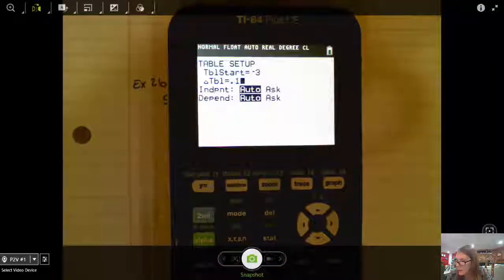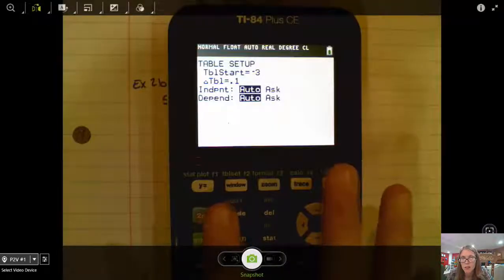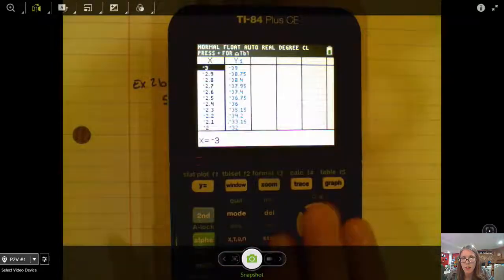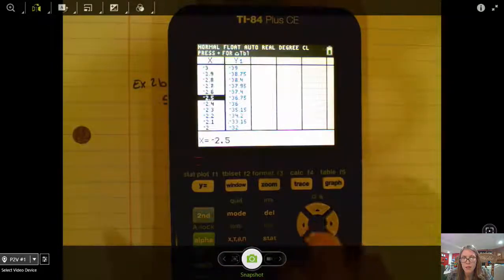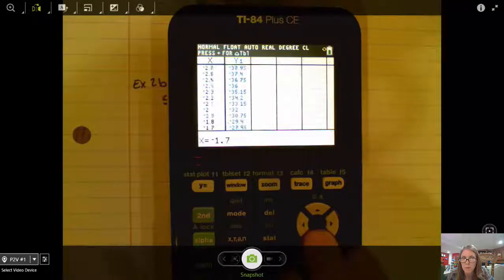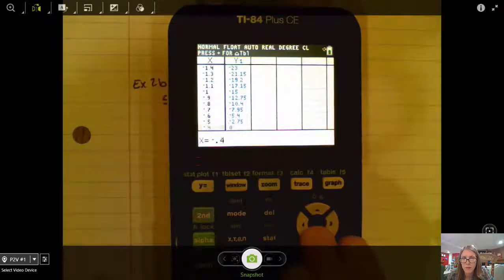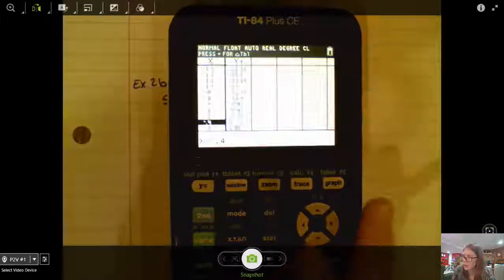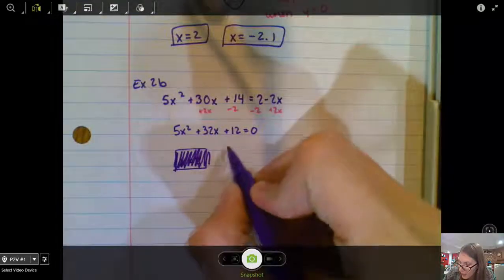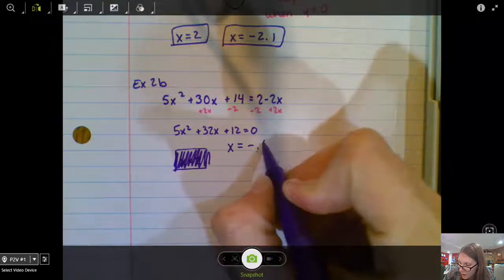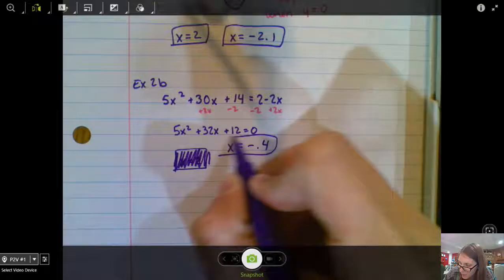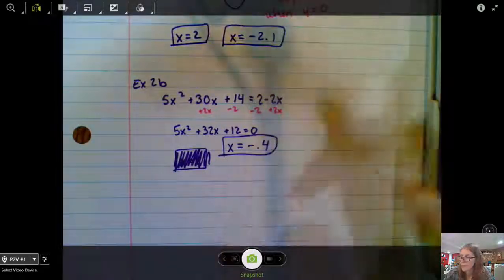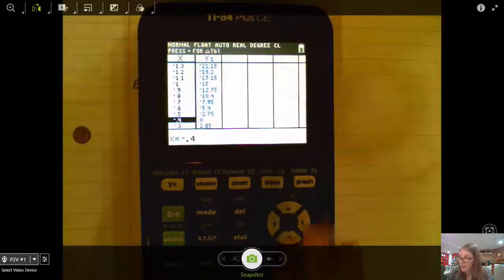Let's change this back to 0.1s. And, oops, now I have to scroll a little bit more. Right here, negative 0.4 is one of our solutions. So x is negative 0.4. Let's see if I have another.